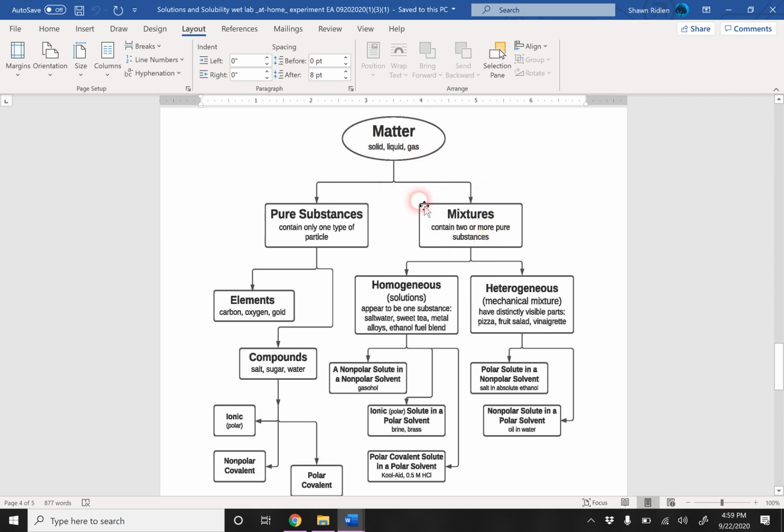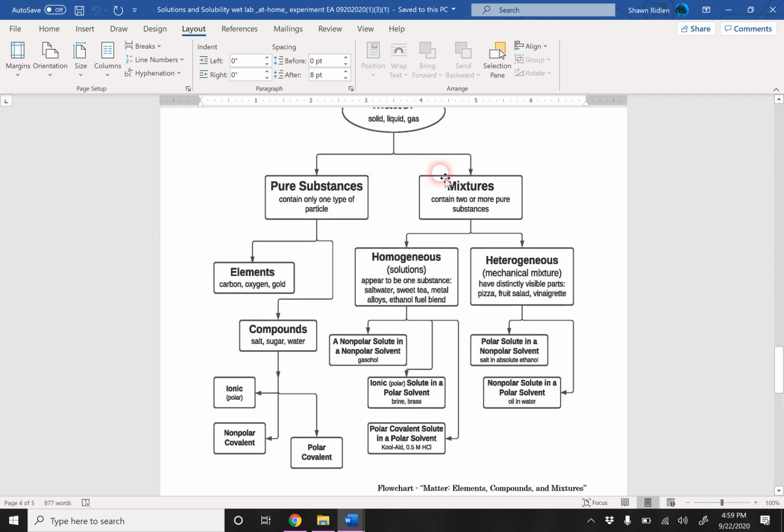Okay, so if we just start out from matter, we can have two categories, pure substances or mixtures. A pure substance contains only one type of particle, and this could be elements, so something you find on the periodic table, like carbon, oxygen, gold, etc. Those would be pure substances that are elements. It could also be compounds. Now this is something that contains only maybe one type of molecule. It can be more complex than an element, but it only contains one type of molecule. So that could be salt, sugar, pure sand, let's say, silicon powder, anything like that would be considered a pure substance, but it would be a compound if it's more complex than just a simple element.